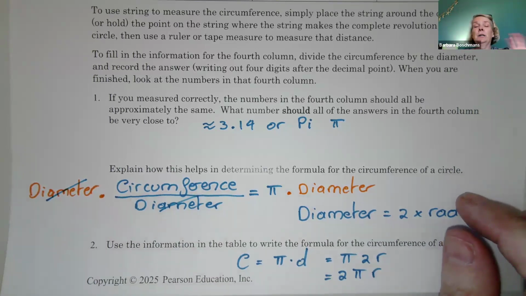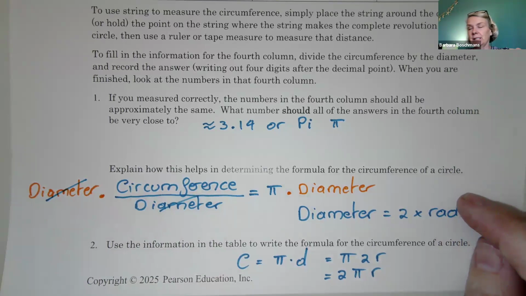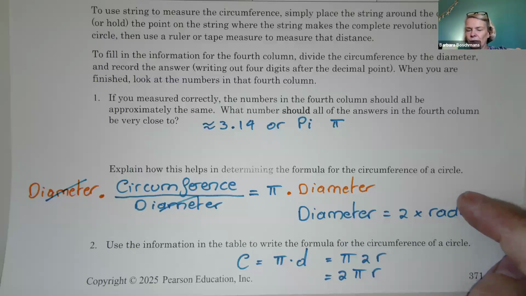The most important part of this activity for your students is to emphasize what pi is. Pi is not 3.14. That's an approximation. It's a number that goes on into infinity. What pi is, it's the ratio of the circumference to the diameter of any size circle.